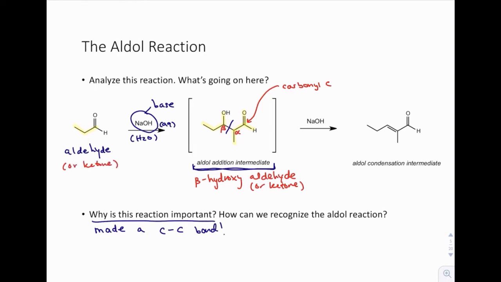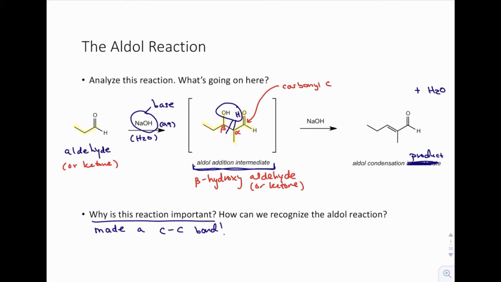And then finally, under these reaction conditions, the aldol addition intermediate can continue to undergo reaction and make what we call the aldol condensation product. One day I'll fix the typo on this slide. It's called the aldol condensation product because a molecule of water is also released. You can see it, it's right here. So this molecule of water is eliminated.